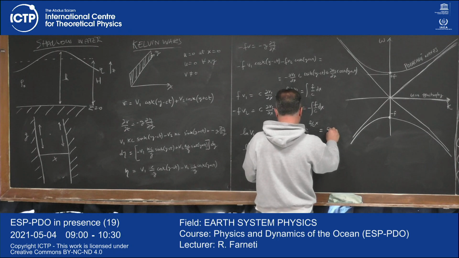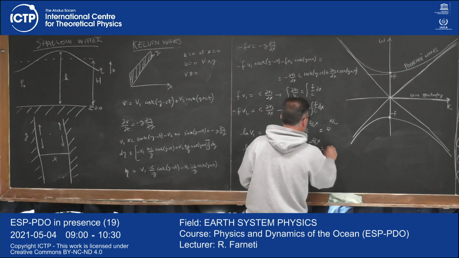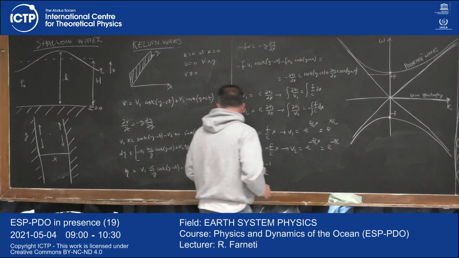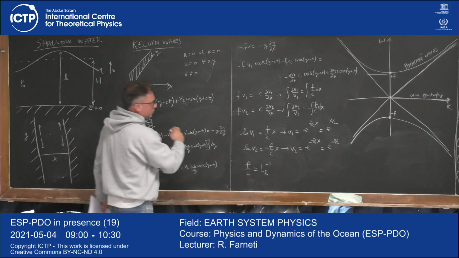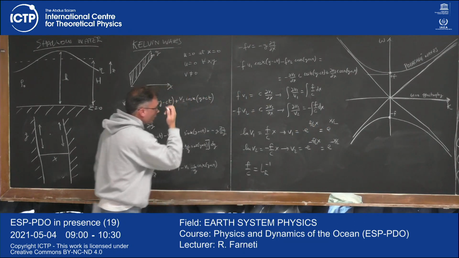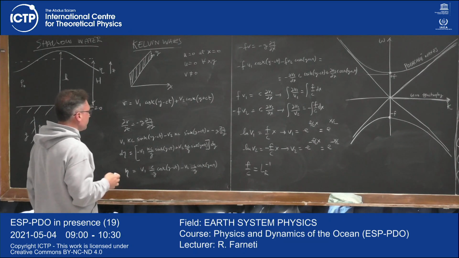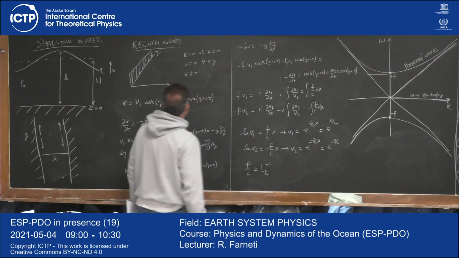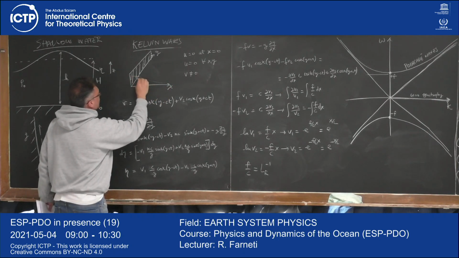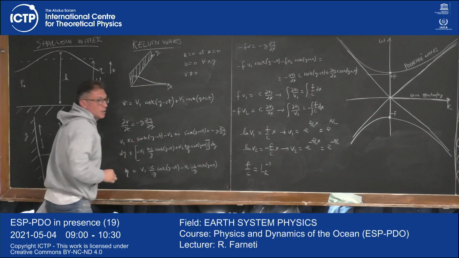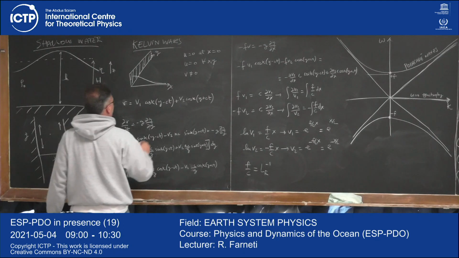So this is e to the x over L, and this is e to the minus x over L. So one velocity, V1, is exponentially growing away from the boundary, and that is not a viable solution because it cannot grow infinitely. Whereas the second solution decays exponentially away from the boundary, and the e-folding scale is given by the Rossby radius of deformation.